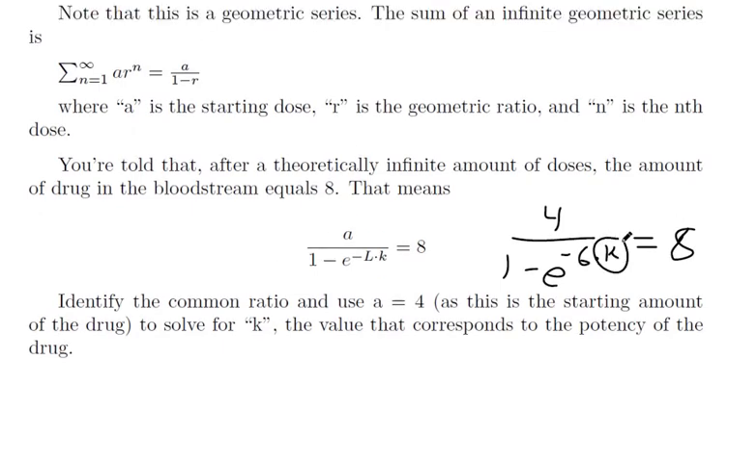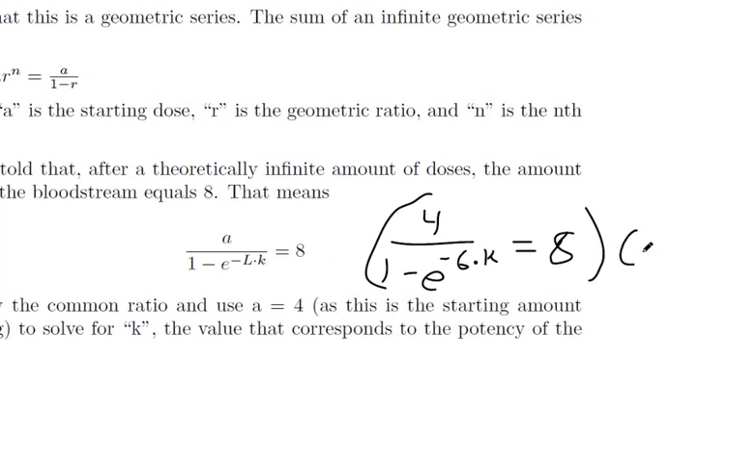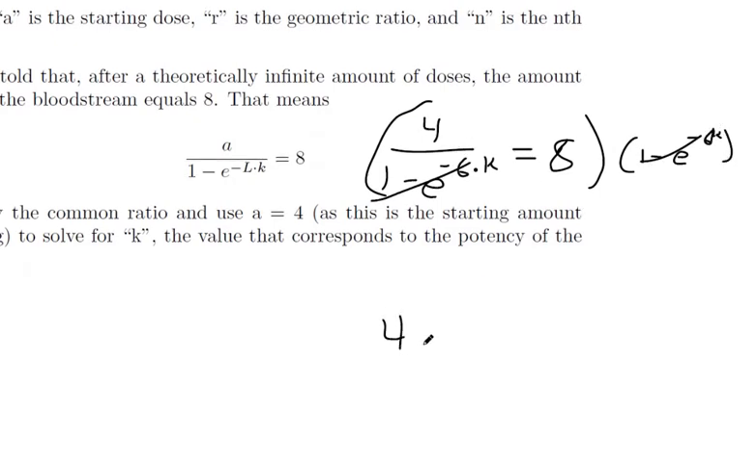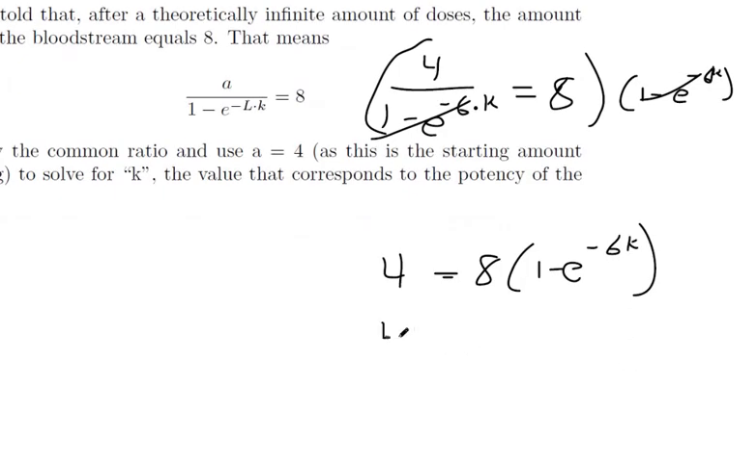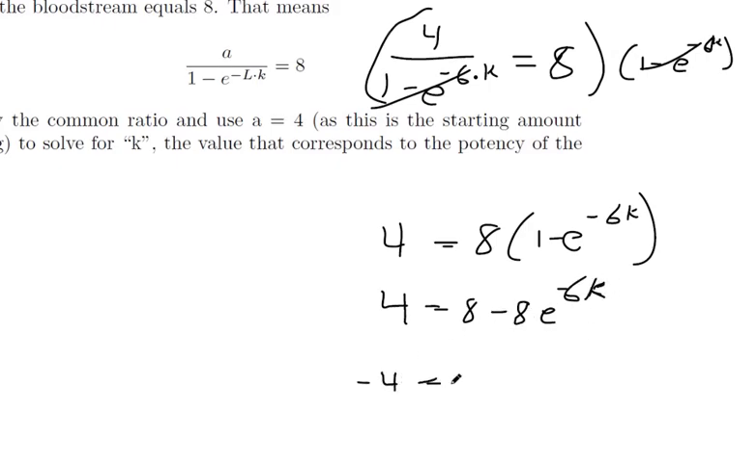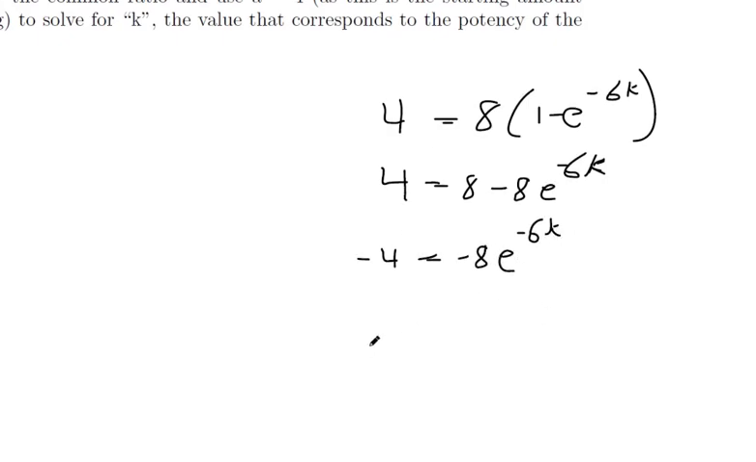The variable we want to solve for is in the denominator. So you've got to multiply both sides of your equation by 1 minus e to the negative 6k to cancel out the denominator. So that cancels out. So you're left with 4 on the left side, and on the right side you're left with this. And then we can distribute that 8. We're still trying to get k by itself, so let's try to get this term by itself. We'll subtract 4 from both sides. Divide both sides by 8.